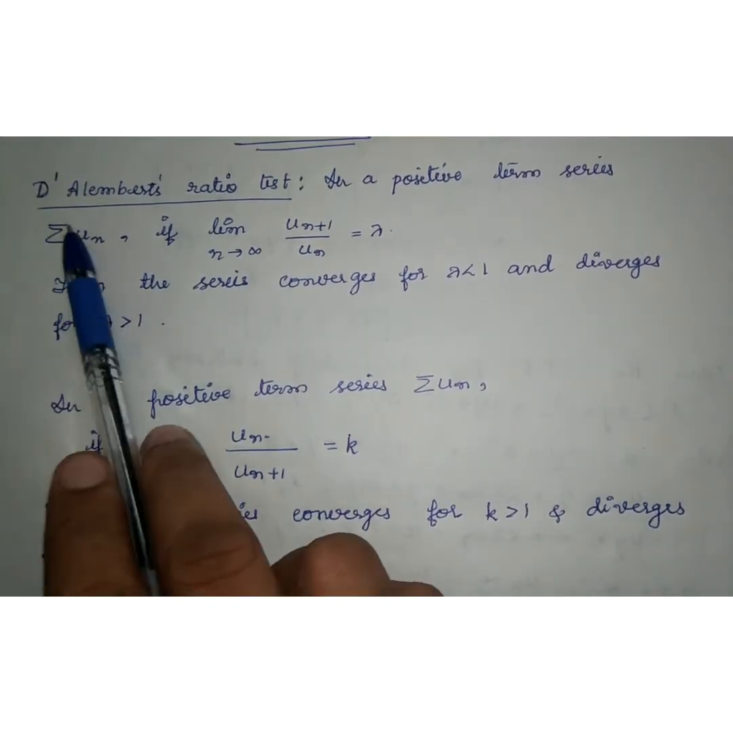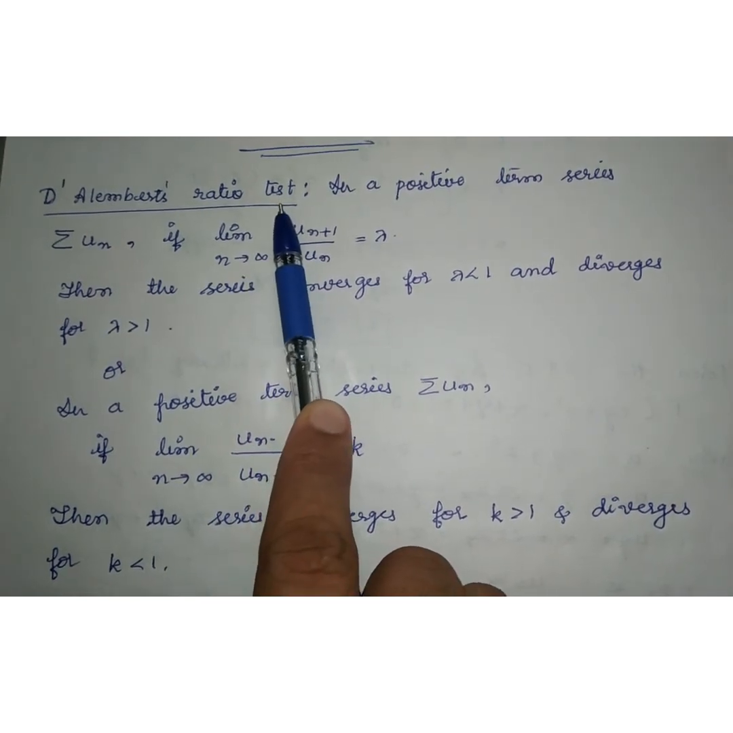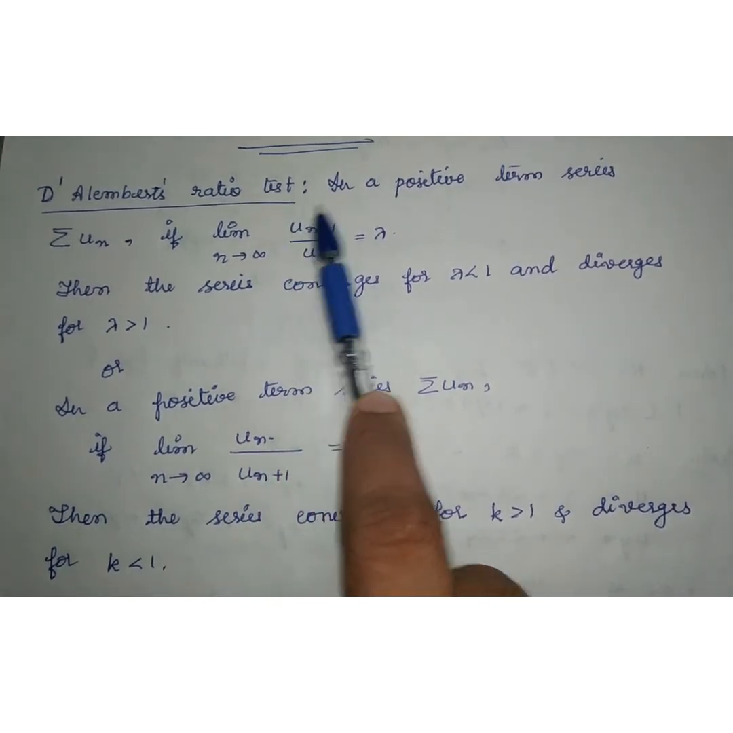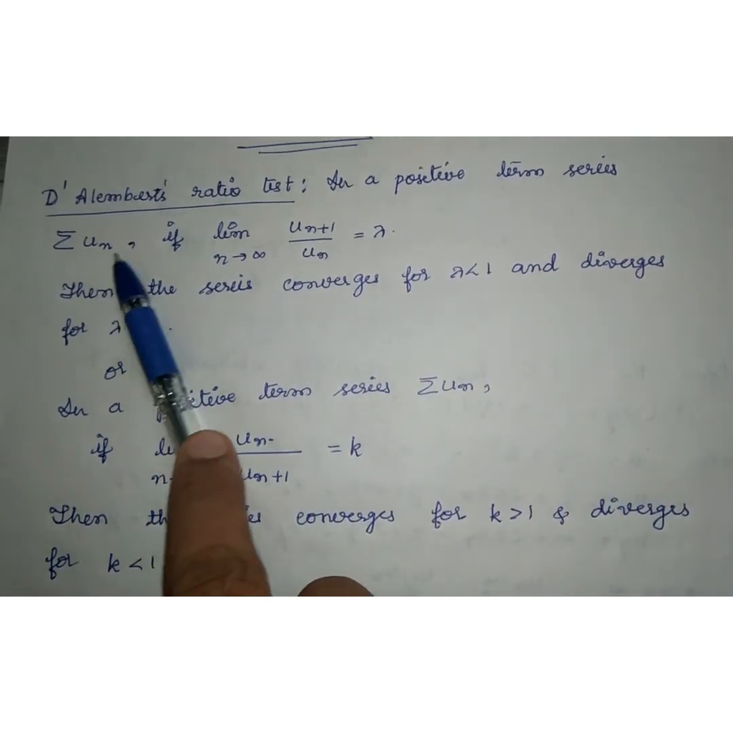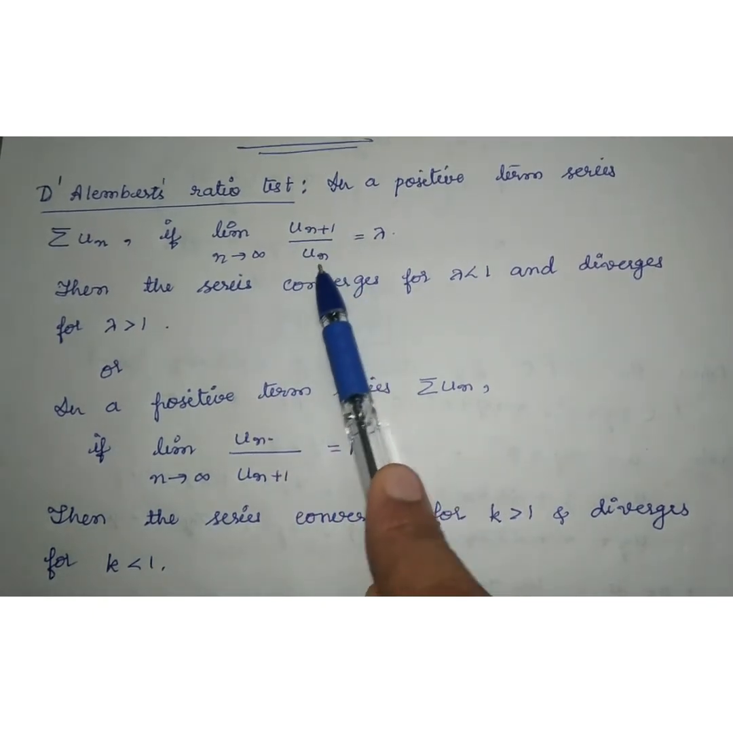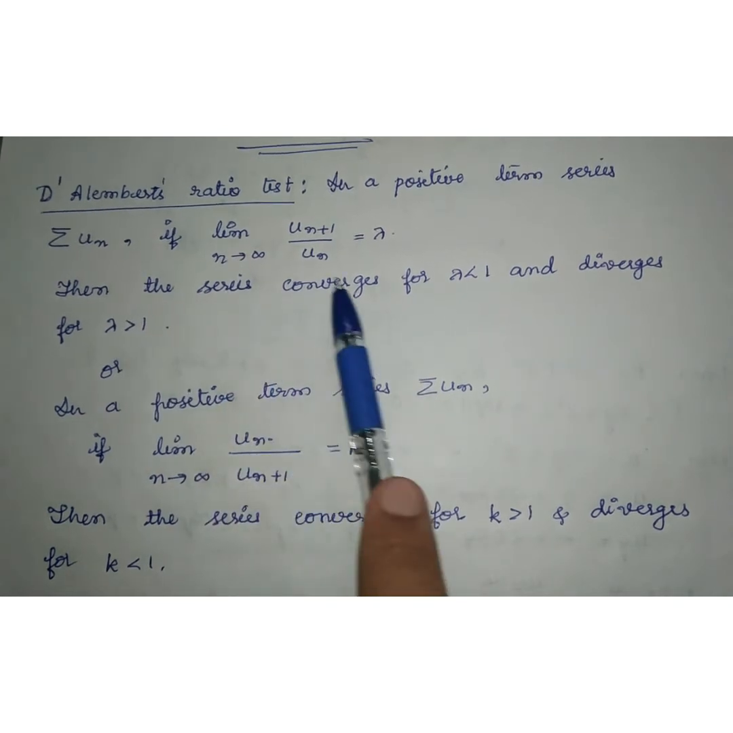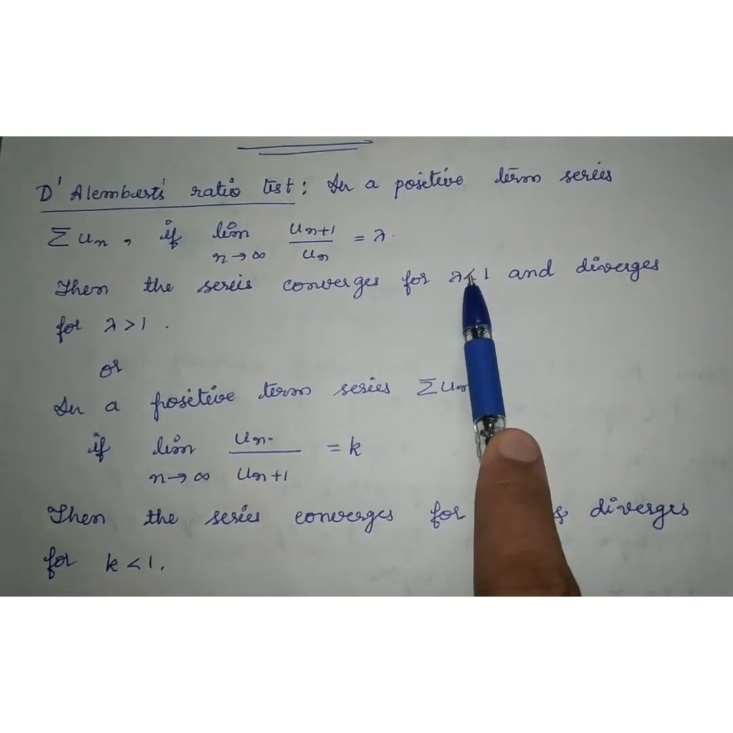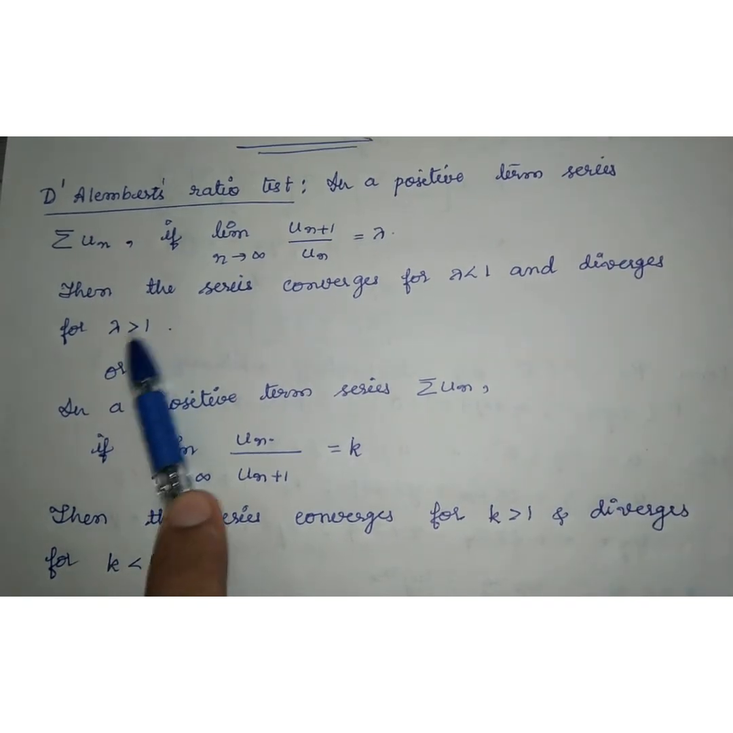Next test is D'Alembert's ratio test. So what is this D'Alembert's ratio test? D'Alembert's ratio test is, in a positive term series summation un, if limit n tends to infinity, un plus 1 by un equal to lambda, then the series is convergent if lambda is less than 1, and the series is divergent if lambda is greater than 1.